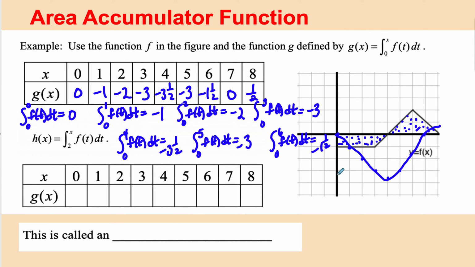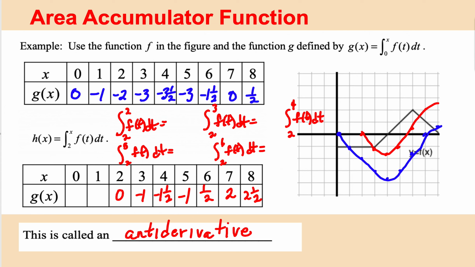Let's re-examine the same curve, but start at a different place. Now I'm going to start at the number 2. Starting at 2, I go from 2 to 2, so I'm going to have 0 area. Then going from 2 to 3, the area under this curve is going to be -1. The area from 2 to 4 is going to be -1.5.